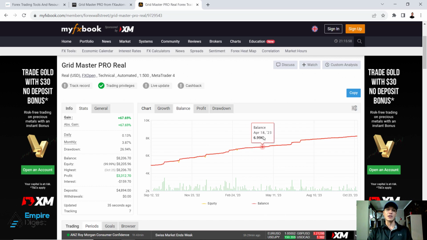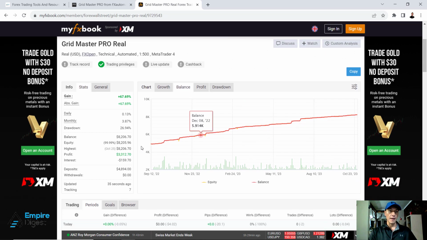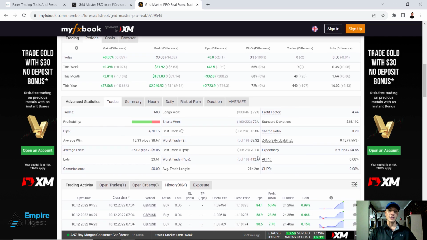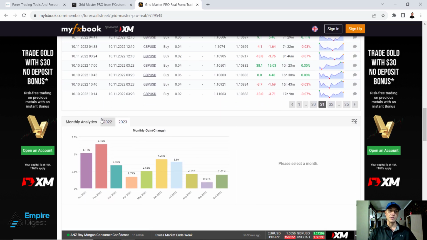Okay, so I just checked to make sure that this specific robot did not do that. It's currently sitting at $8,200, and the gain is 67%. That is a good gain. If you look at the monthly average and then scroll down, look at the amount of years.